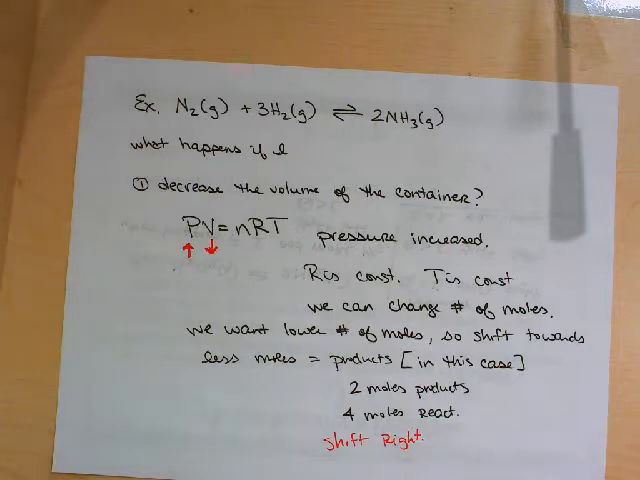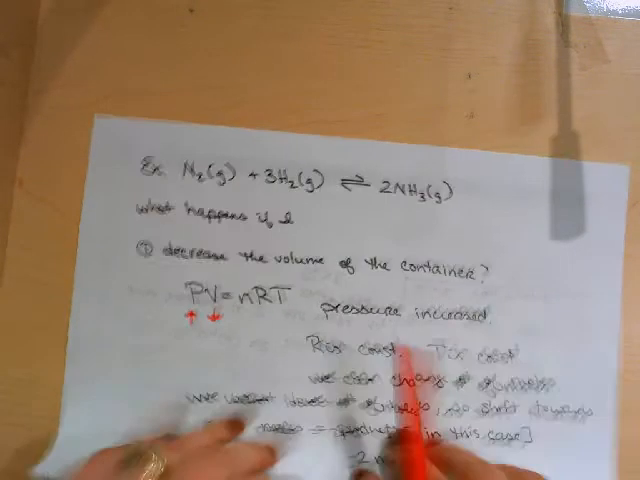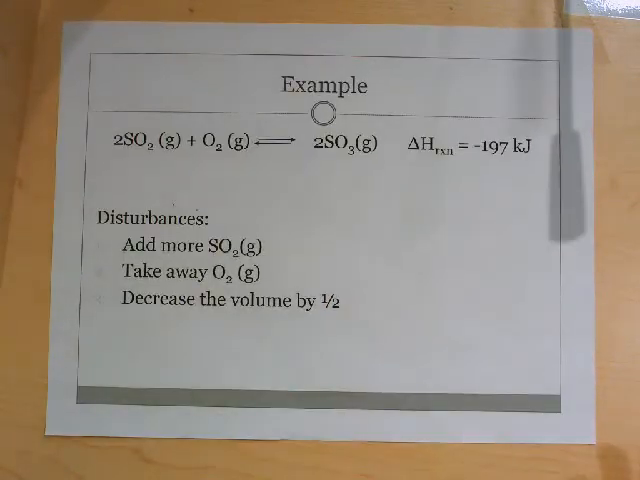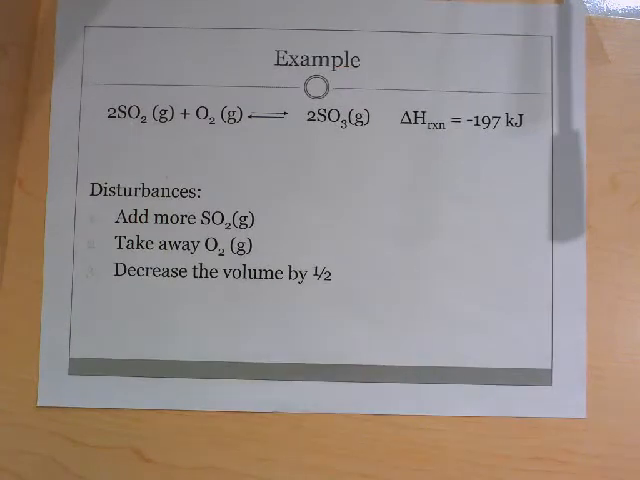All right, I have a third scenario that we're going to look at using all this. So we'll do the first 2 again, and then we'll look at something else. All right, so here's my example. I have 2 sulfur dioxides and an oxygen gas making 2 sulfur trioxides, I guess. Why not? So let's talk about what happens when I do each of these 3 things, and then we'll do a 4th one. I think you guys are ready for it.